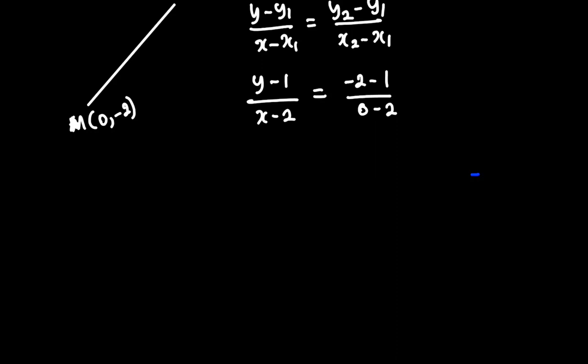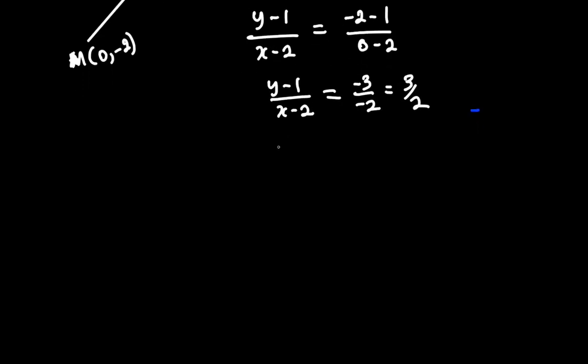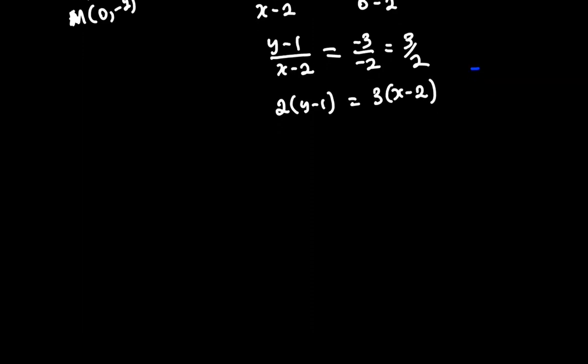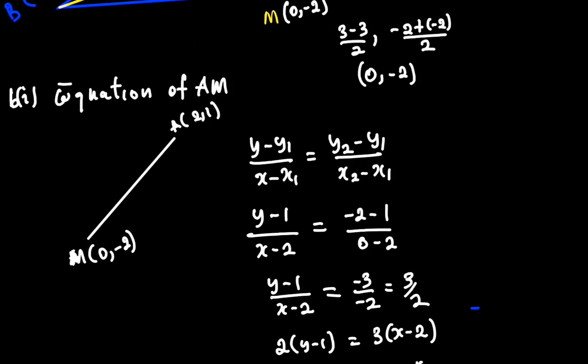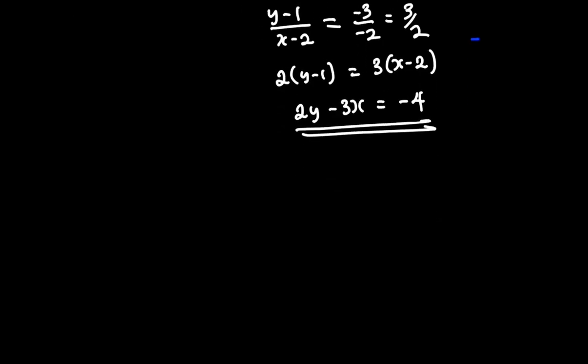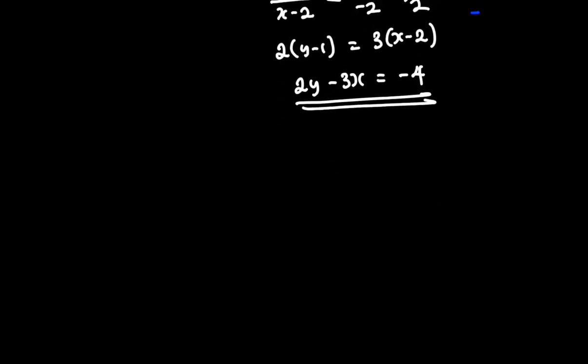Now, having this, we are going to have (y - 1)/(x - 2) = -3/-2, which is the same thing as 3/2. Now, when we work it out, by cross multiplying, we are going to have 2(y - 1) = 3(x - 2). Now, rearranging it and bringing it together, we are going to have 2y - 3x = -4. This is the equation of the line AM. So let's move quickly to get the equation of line BN.